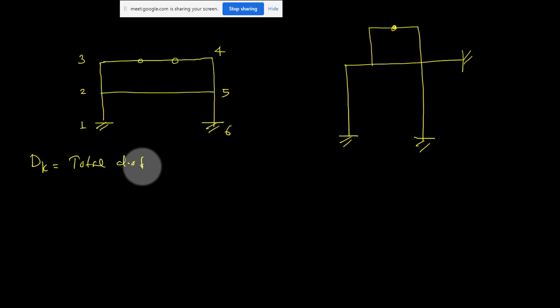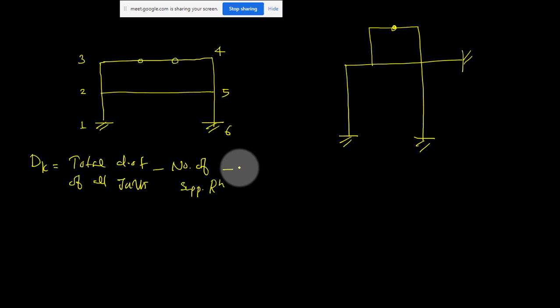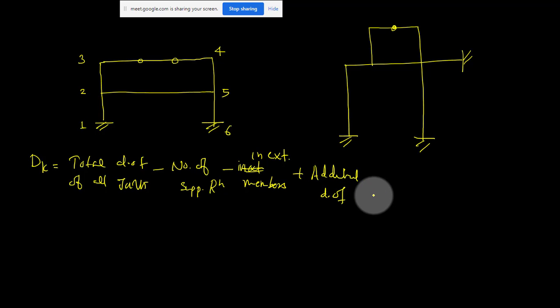I have 6 joints in the structure, so I can use: the degree of freedom is the total degree of freedom of all joints, minus the number of support reactions, minus inextensible members, plus additional degree of freedom due to hinge. Okay, so this is question number 1.